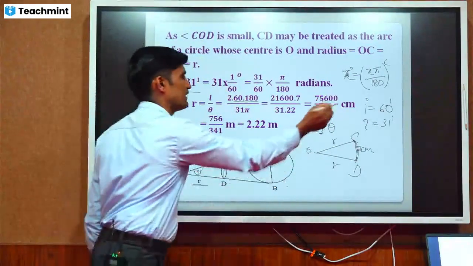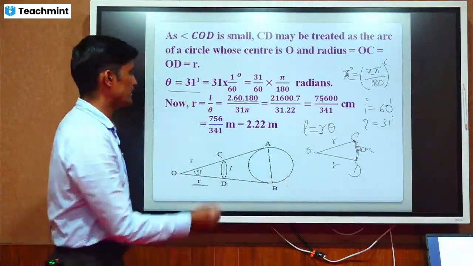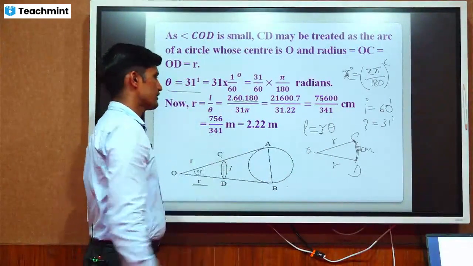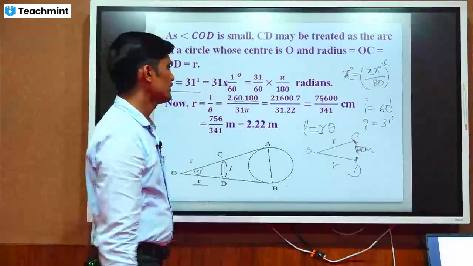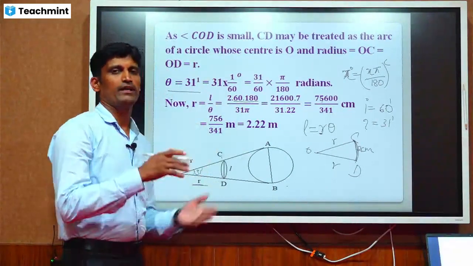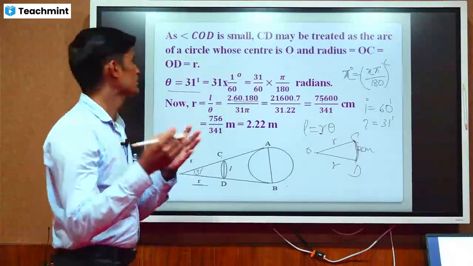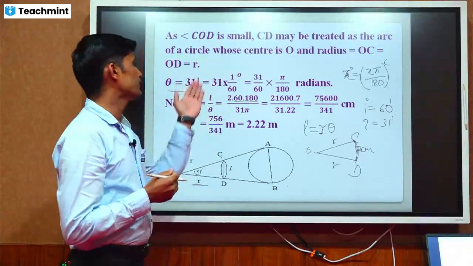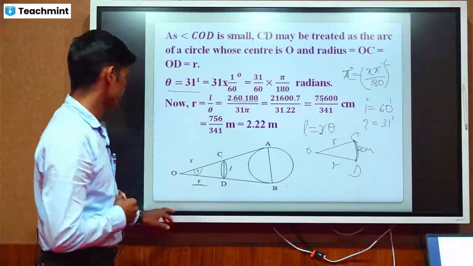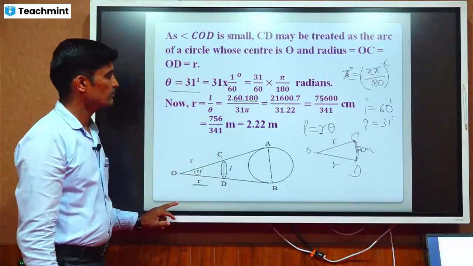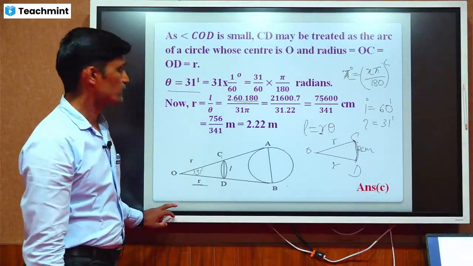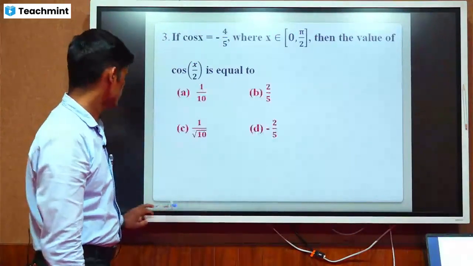Now, by converting that centimeter into meter, dividing by 100, you will get 756 by 341, that is equal to 2.22 meters. So here the minute to degree and degree to radian conversions are all important. Next problem. So the answer is C, that is 2.22.